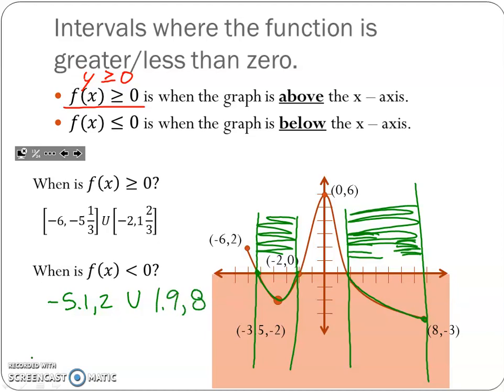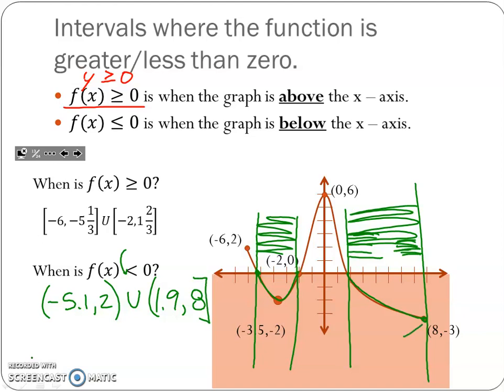Okay, now this one's going to be a little bit different because if you look, it's just a less than sign. Since it's just a less than sign, we're not including these values. I'm going to have a parentheses here and a parentheses here. I'm going to have a parentheses at 1.9. At 8, however, I'm going to have a square bracket.